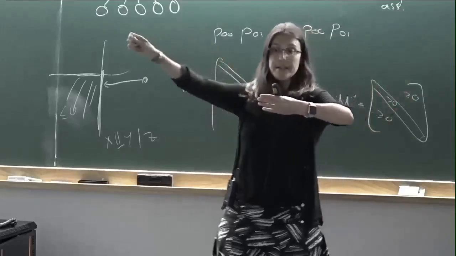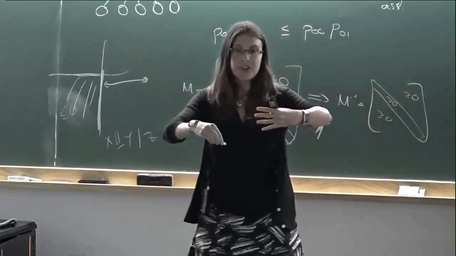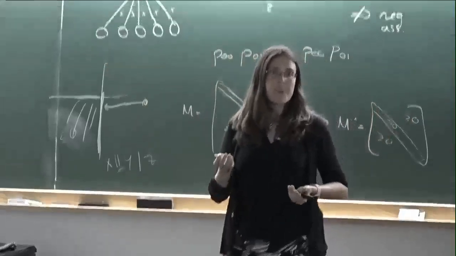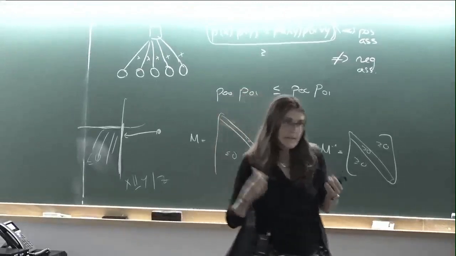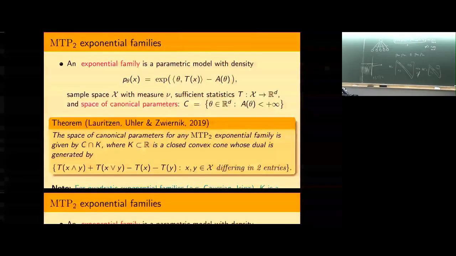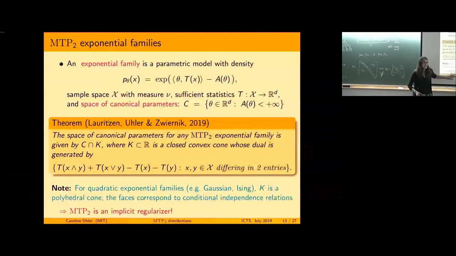So whenever I have a data point that's not inside the cone, I'll project it, and all of the faces correspond to conditional independence relations. So again, it hints at the fact that it's very nice when you do data science using this constraint for any exponential family.